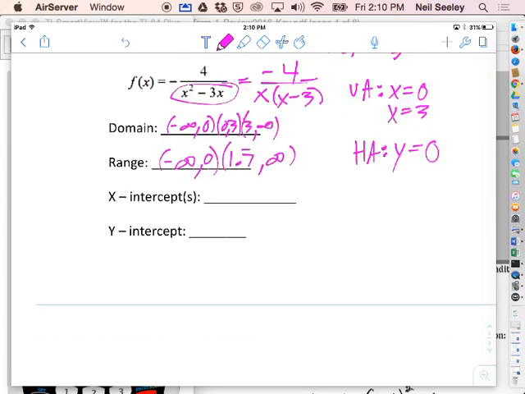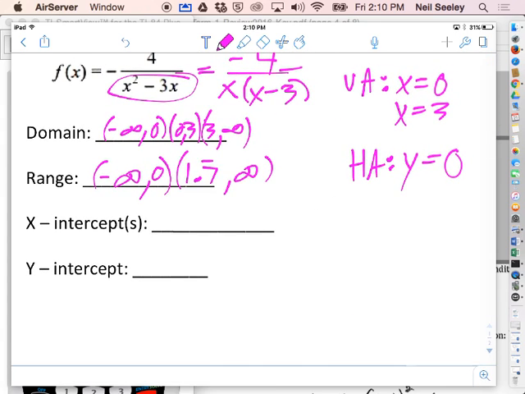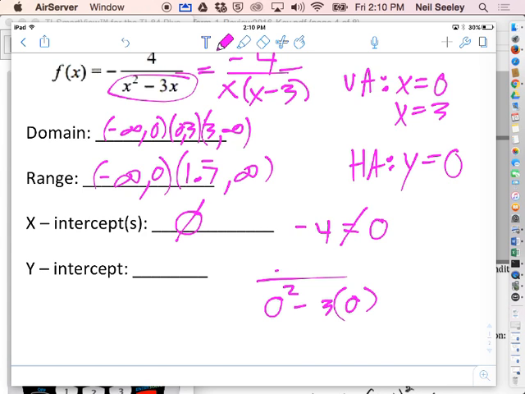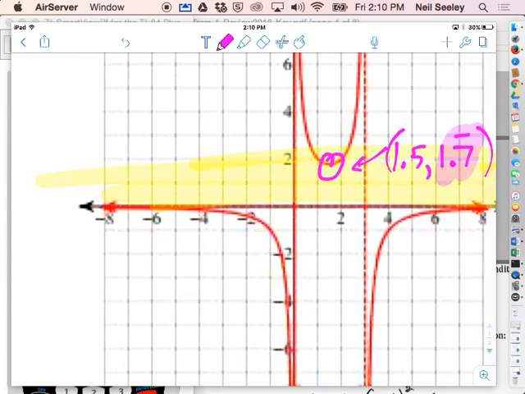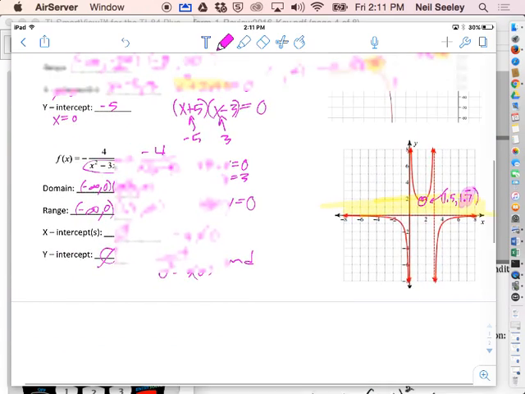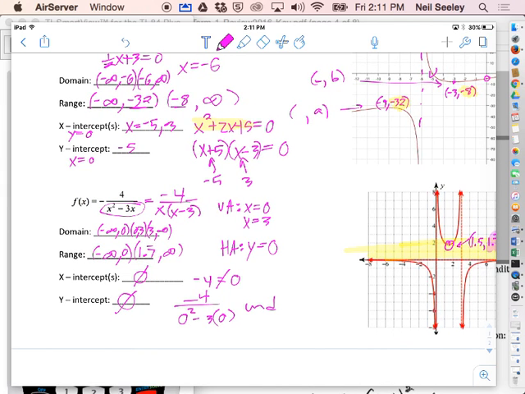X-intercepts when y equals 0. And if I set this numerator equal to 0, the y equal to 0, that ain't going to happen. So there are no x-intercepts. And the y-intercepts is when you put 0 in for x. And this ends up being not so good. That's undefined. And that means there's no y-intercepts either. And I think that matches my graph. I have no x-intercepts or y-intercepts. Nothing. That's rational functions at its best.